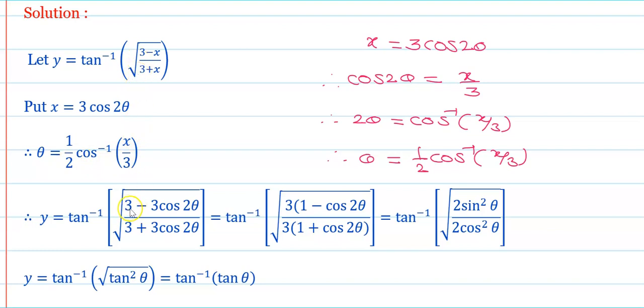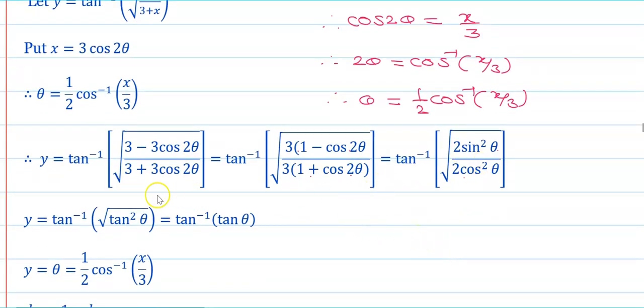Next, this is 3 minus 3 cos of 2 times theta upon 3 plus 3 cos of 2 times theta. Take 3 common, that gets cancelled. You will get 1 minus cos of 2 times theta, that is 2 sin square theta, upon 1 plus cos of 2 times theta, that is 2 cos square theta. Again 2 gets cancelled. Sin square theta upon cos square theta is tan square theta. Square root and square get cancelled. You will get tan of theta. Tan inverse of tan of theta is equal to theta.